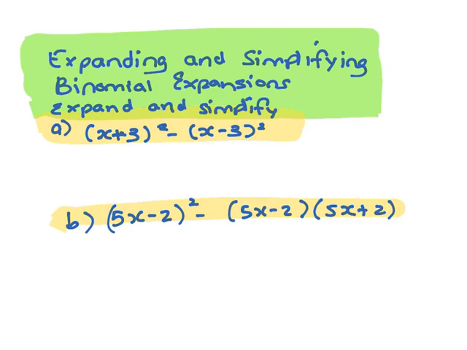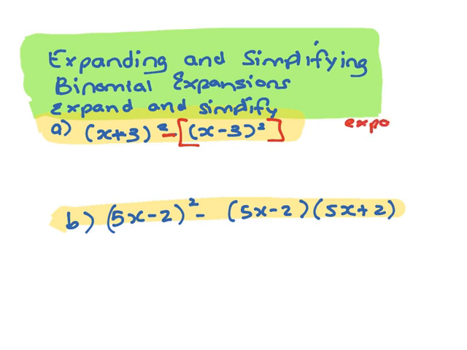Okay, just going to look at expanding the binomial products and then simplifying expressions. Now when you have two sets of brackets like this, it's really important that you put a second set of brackets around the second expansion, because at the front of this you have this minus sign, and that's going to affect the sign inside the bracket.